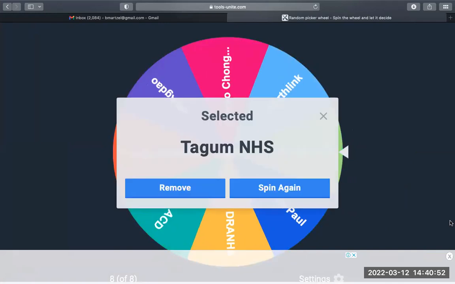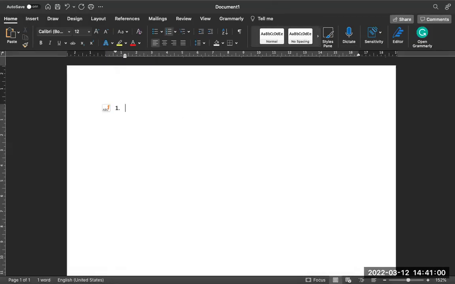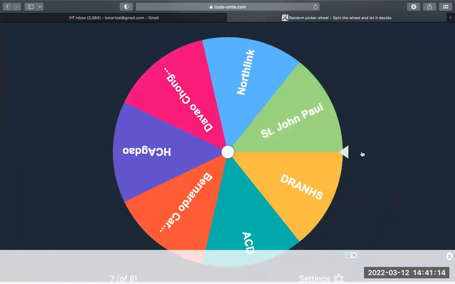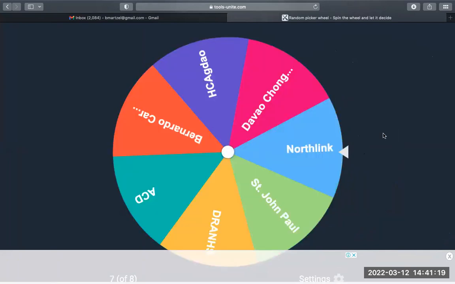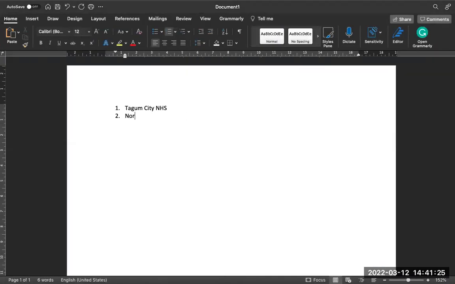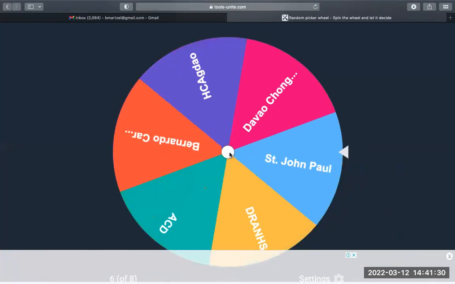So first would be, okay, Tagum National High School. May Tagum National High School po ba tayo? So first po to do elevator pitch would be Tagum National High School, Tagum City NHS. Okay, we will then remove Tagum National High School. Okay, so next, let's spin. We have Northlink. So we have Northlink and then remove.